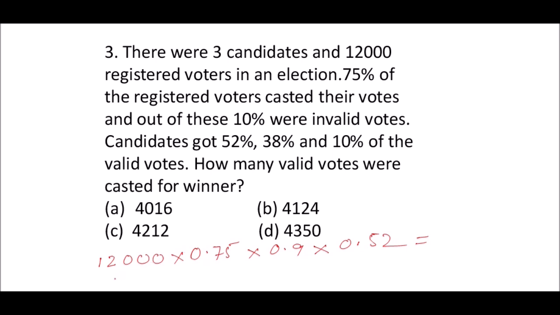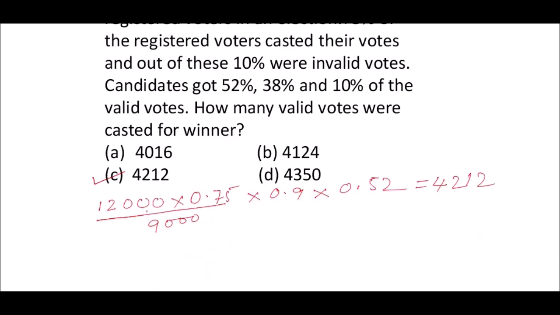Now, you can do it mentally. If you multiply 12 into 75, this will give you 9,000. Mentally, 9 into 9 is 81, so further it will give you 8,100. Therefore, 8,100 is to be multiplied by 0.52. This will give you 4212. Therefore, option C is the correct option.